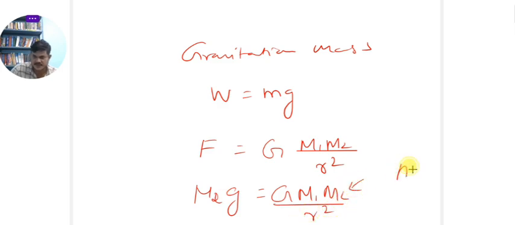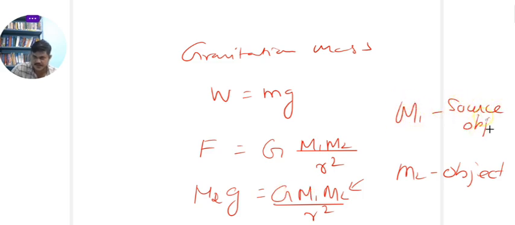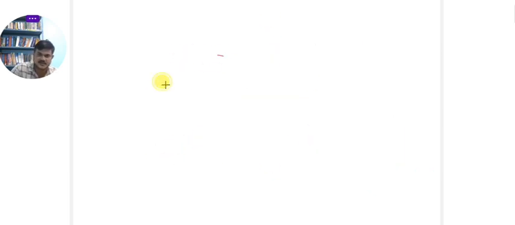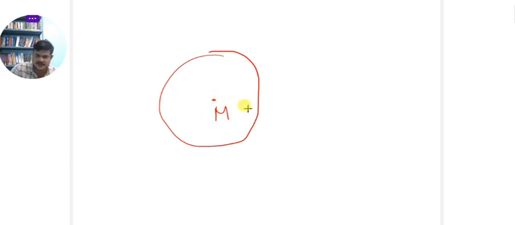M2 is the object mass. M1 is the source object, due to which gravitation arises. Actually, gravitation will be G m1 by r square. Clear? In simple words, consider this is the Earth, and this is the center of Earth. The mass of Earth will be M. All mass is concentrated at the center point of the Earth. So you are standing here, and your mass is small m.